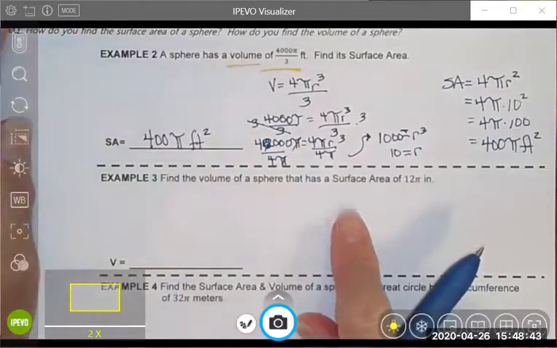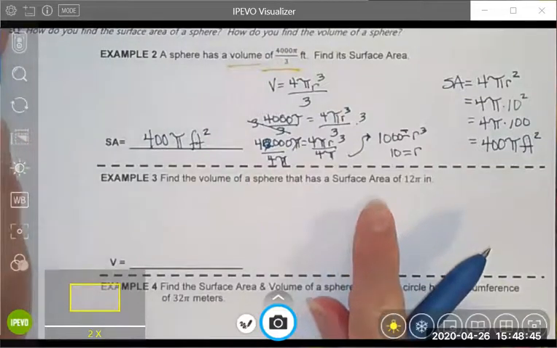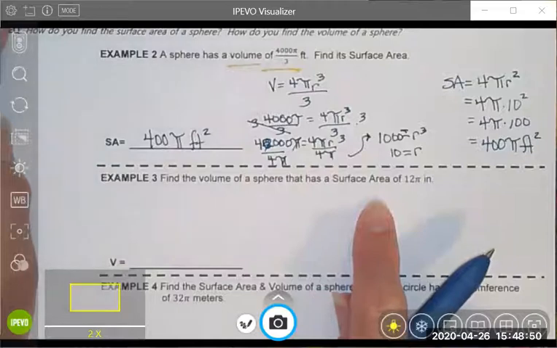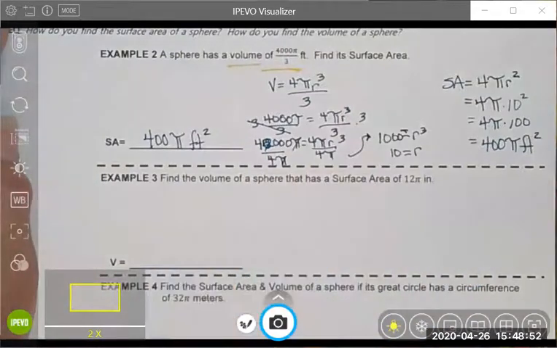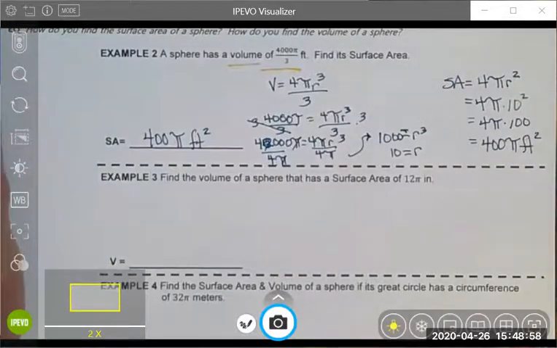Example 3, we're going to do something similar. We're given the surface area. We're going to work backwards to find the radius. And from there, we can find the volume as the problem's asking for. And example 4 is actually a lot like example 1, so we'll skip that one for today. Hope you've enjoyed.